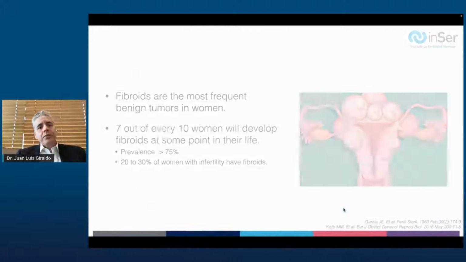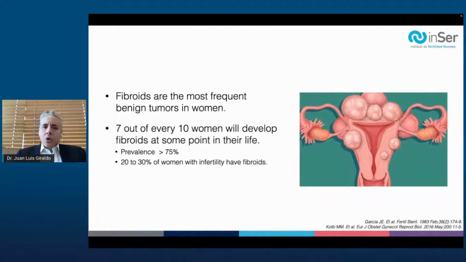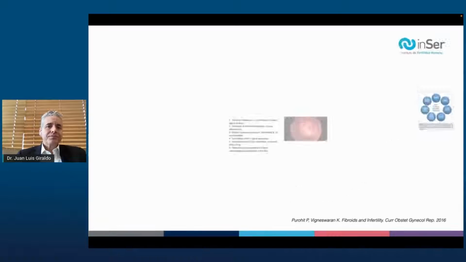Very important, fibroids are the most frequent tumors in women. All women can have the possibility of having fibroids during their life, and 7 out of 10 are going to have a diagnosis of fibroids sometime in their life. Basically, in patients with infertility, about 30% of them are going to have fibroids when they come consulting for infertility. So we definitely need to know how to manage and take care of these fibroids in couples and in patients with infertility.